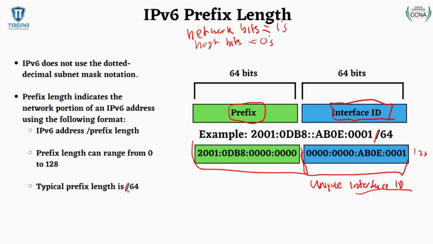So the typical prefix length or network address or subnet mask for an IPv6 is going to be a /64. Okay. And as you can see, we could compress this down to 2001:DB8:AB0E:1. That's a /64. And we would know that this is our prefix, right? Because then the rest is those zeros, okay?